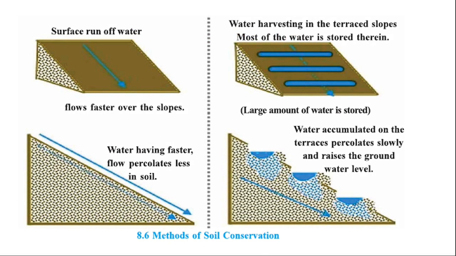So we can conserve our soil. If there is a slope over there, water will flow very fast, but with this water harvesting method we can store our water, and this water goes down and down.